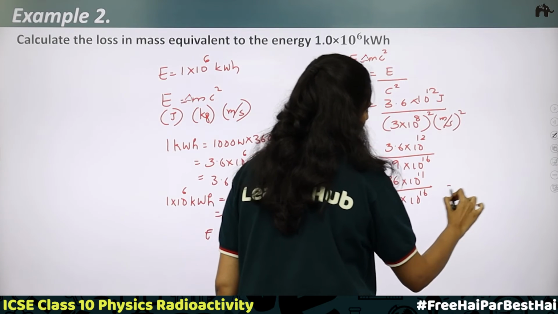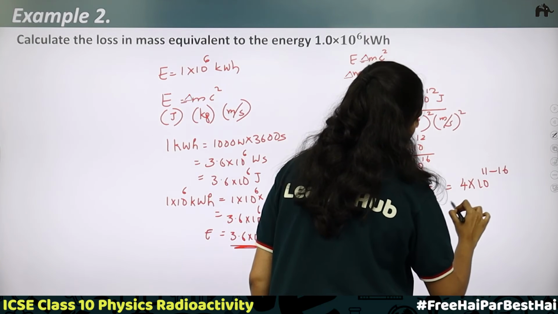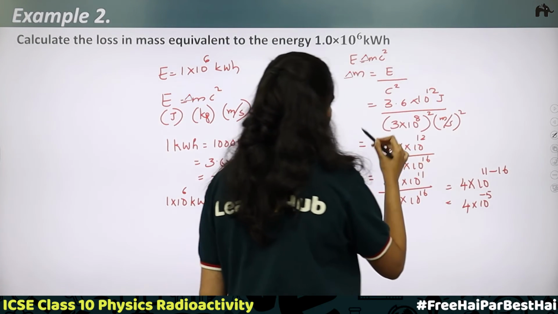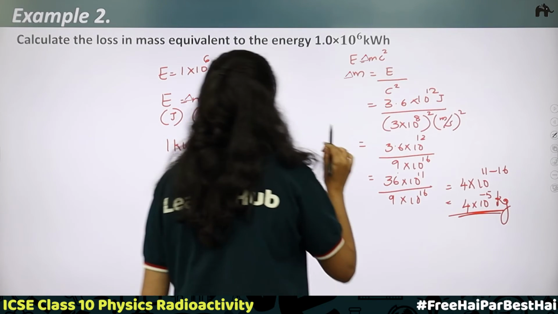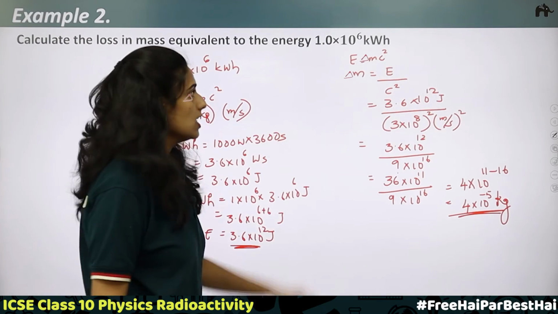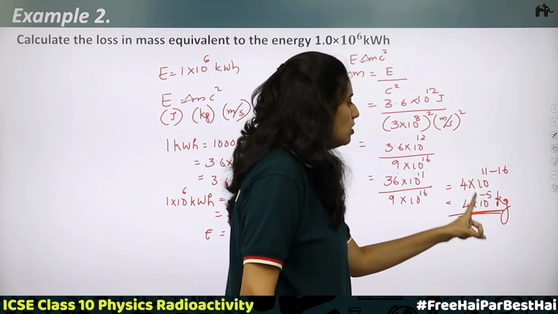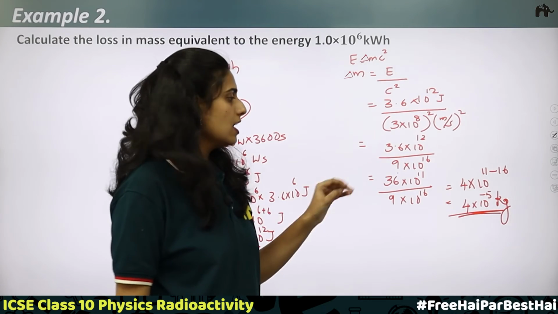36 divided by 9 is 4, into 10 raised to 11 minus 16, that is equal to 4 into 10 raised to minus 5. What is the unit? The mass will be in kilogram. So if the energy released is 1 into 10 raised to 6 kilowatt hour, the mass loss will be equal to 4 into 10 raised to minus 5 kilogram. That is in kilogram. Mass is taken in kilogram.